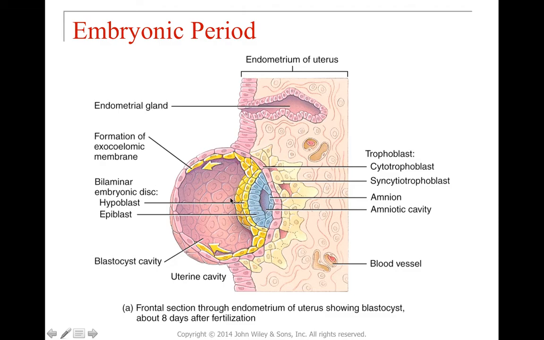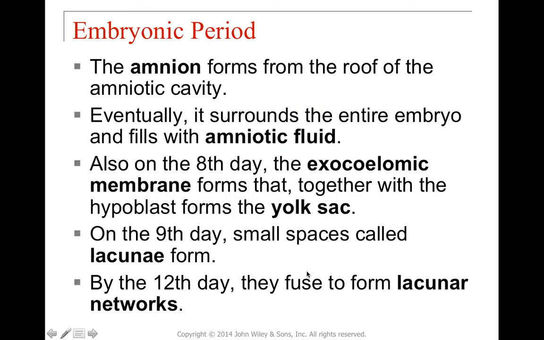This section right here is that bilaminar embryonic disc I was talking about, and again it's split up into the hypoblast, which is shown here in yellow, and the epiblast depicted here in blue. In the center here we have the blastocyst cavity, and the whole thing again is going to be implanting into the endometrium, so this side is the uterine cavity and this side is the endometrium itself. So the amnion is going to actually be forming on the roof of the amniotic cavity, and eventually that's going to be filled with that amniotic fluid that we're very familiar with that's surrounding the entire embryo during development.